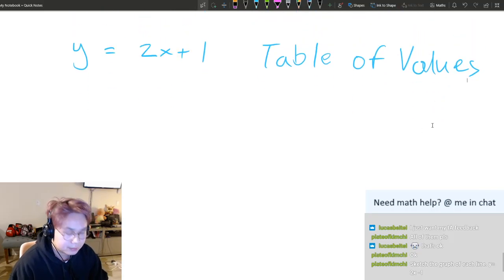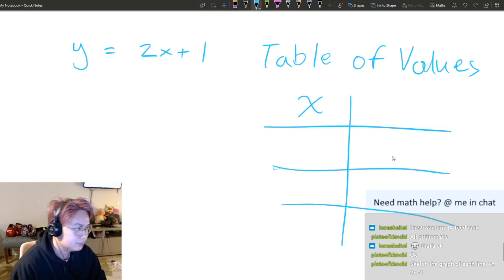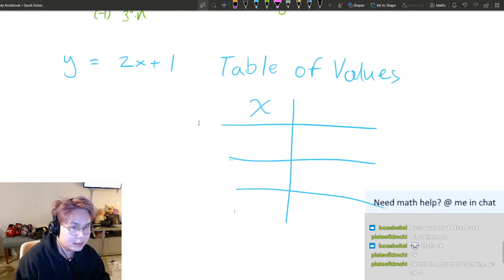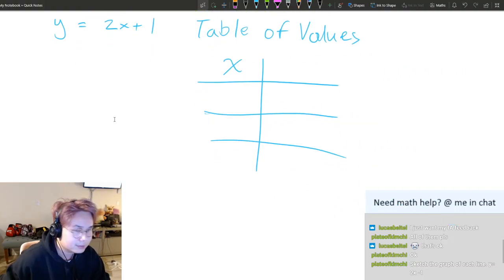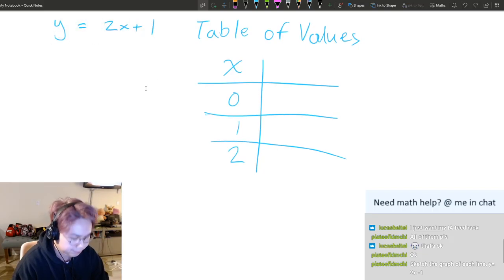So basically, you get to select your x values. And if you don't know anything about the graph or where to start, then I recommend 0, 1, 2. And then what we need to do is put each one of these numbers into the formula for y.